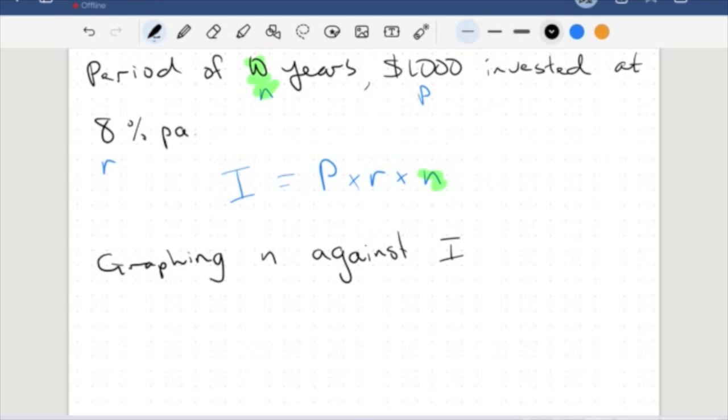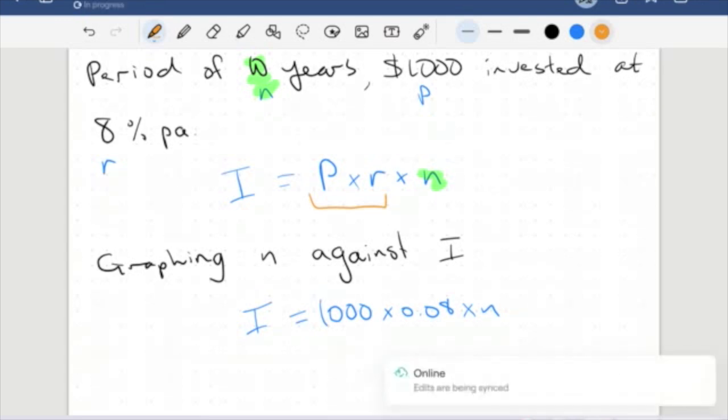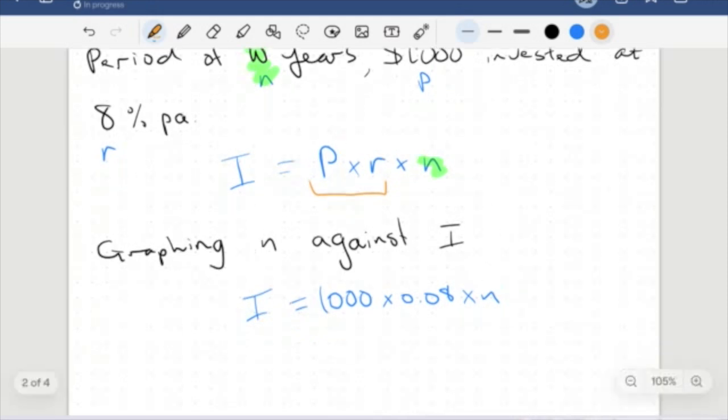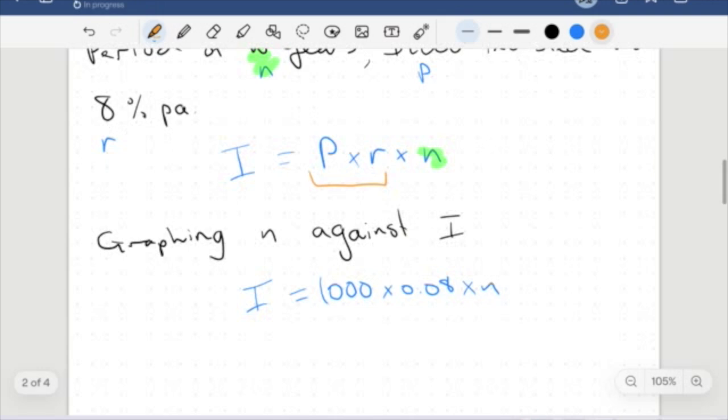So let's take the P and the R and substitute those into this formula. So we have I equals 1,000, that's our principal, times our rate, 0.08. I've just written the percentage as a decimal, and we're going to times that by n. Because this part here is the bit that stays the same regardless. The interest we get is going to change depending on the number of years we're allowing our investment to go over. So that's why the n stays as it is, because the interest depends on the number of years.